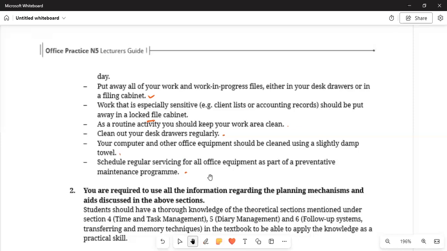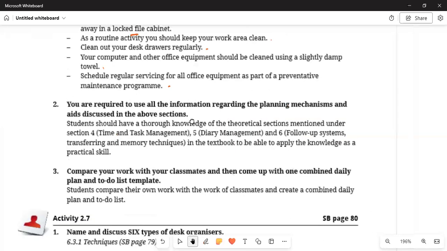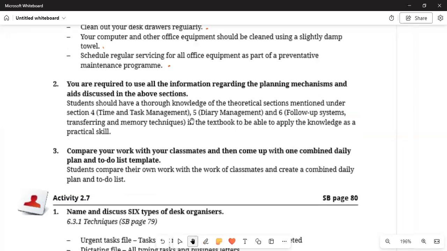And then, moving on again, we see that another question can arise. It can ask you to use all the information in regard to the planning mechanism as discussed. So, student, you have to follow the knowledge of the theoretical sections mentioned under the time, the task, the diary, and all this system. But this is just work that you must present in class.